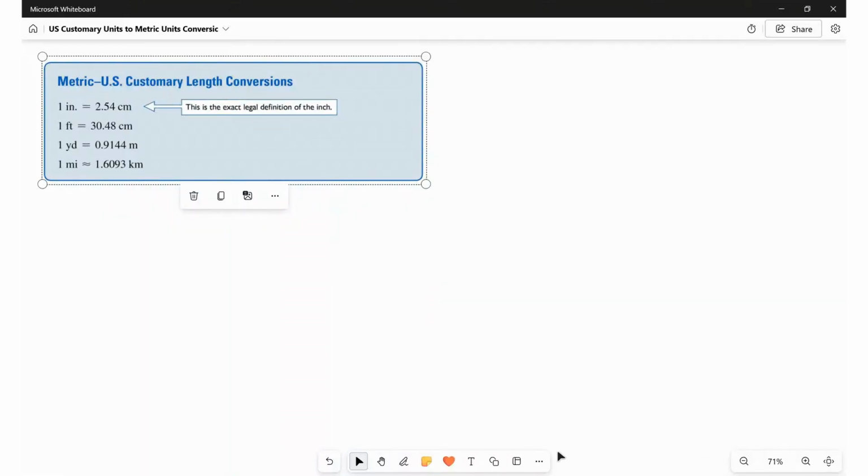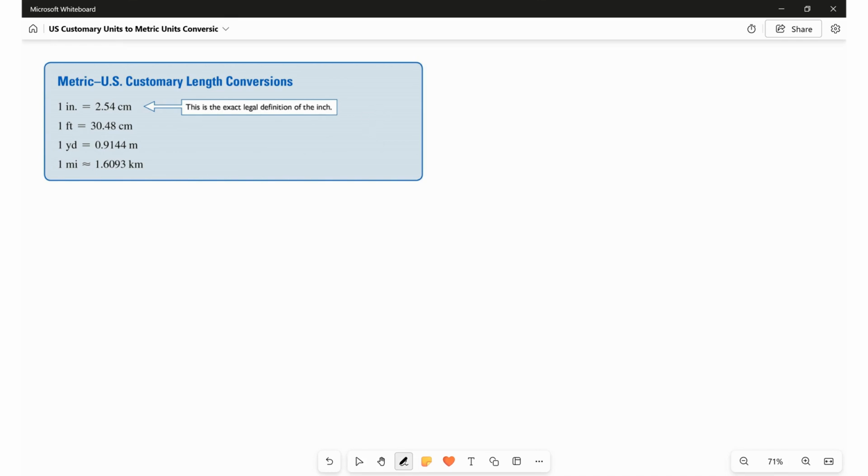So this video is going to be all about converting between metric units and US customary units. So let's start looking at converting between lengths. Just a fun little note is that the US customary length of 1 inch is exactly defined as 2.54 centimeters. That is the legal definition of 1 inch.